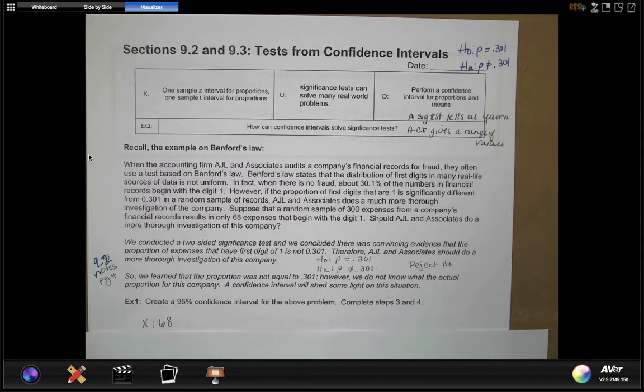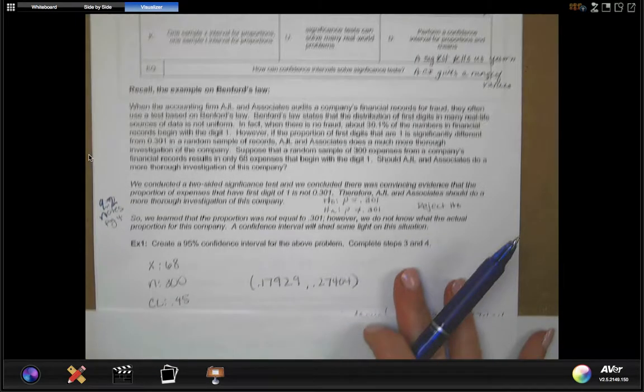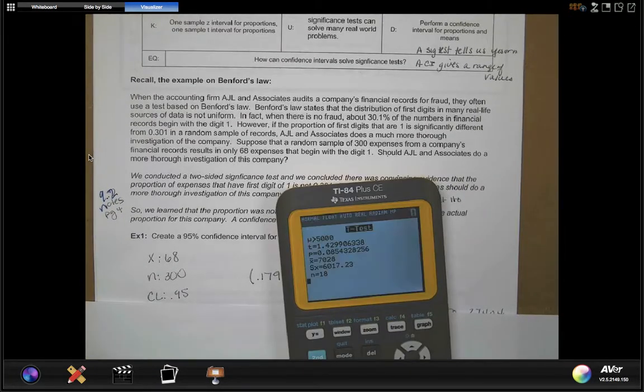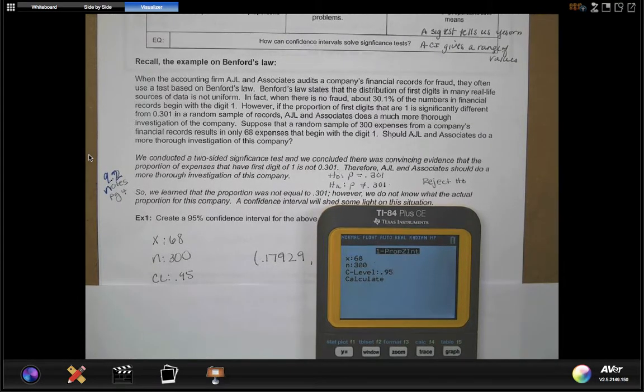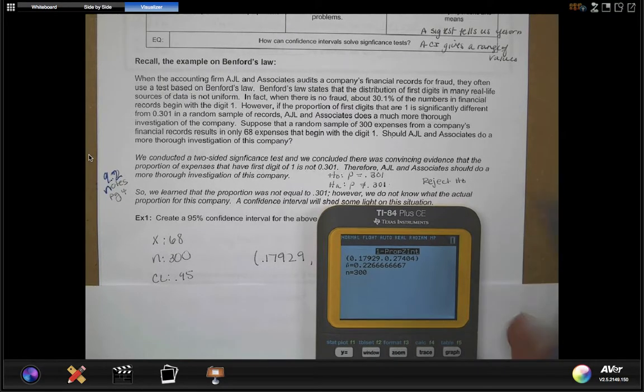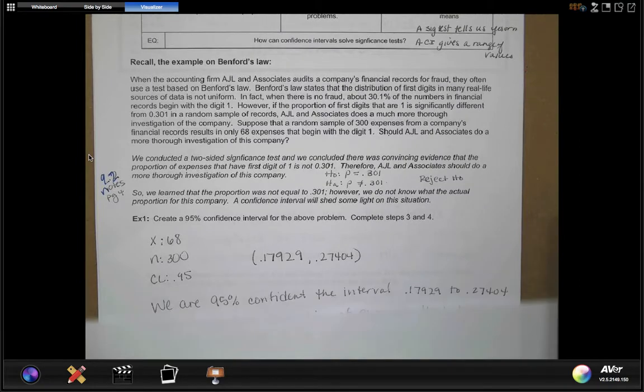So if we created a confidence interval, we could actually get an answer to that question. So let's create the confidence interval here. I'm only having to do steps 3 and 4 here. You can use the formula if you want, or I can go to stat test, 1 prop z interval. There's the 68, the 300, 0.95, and I get this interval right here, okay? There's my p hat, and there's my statement there.